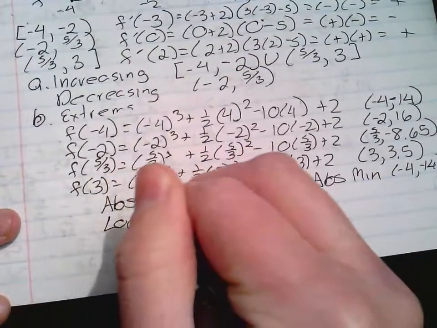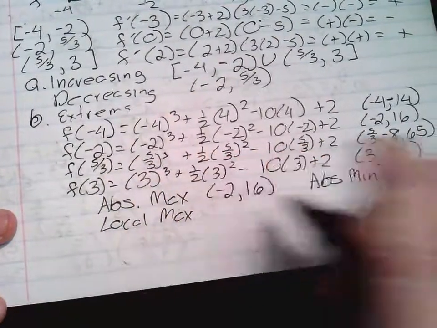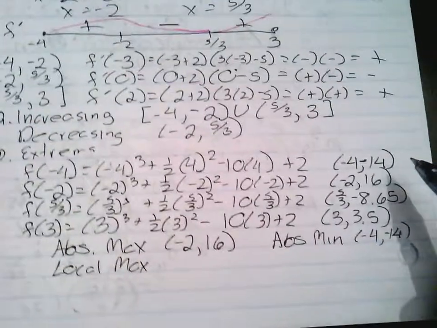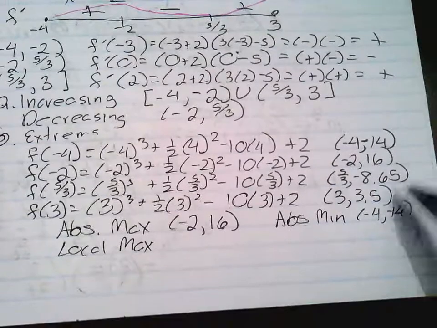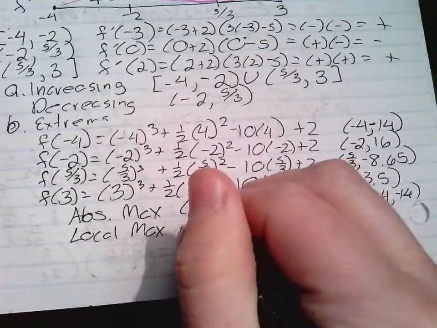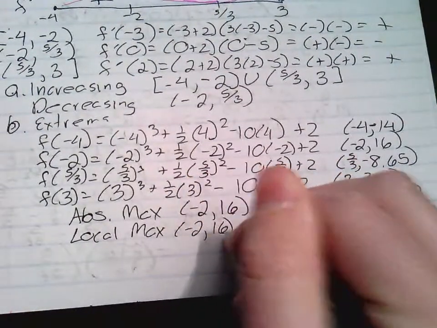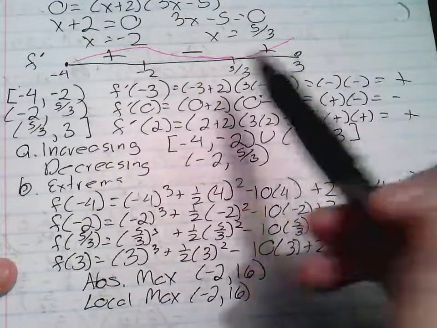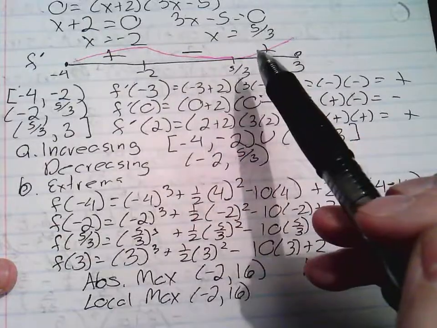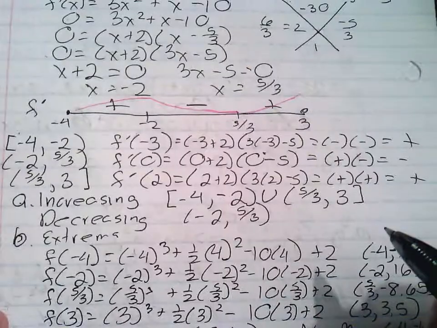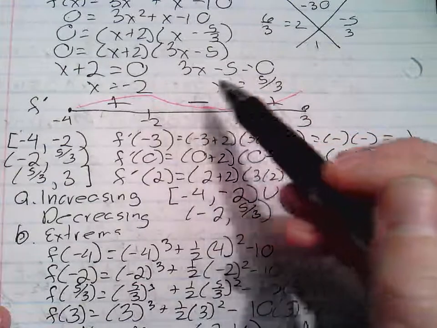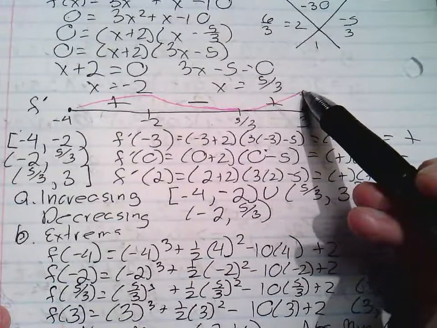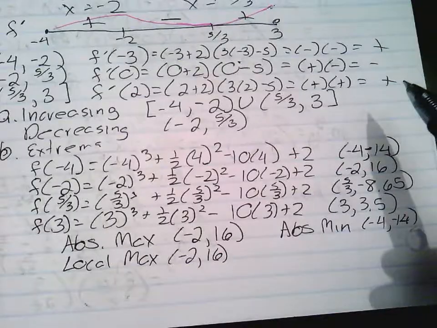Local max. Well, this is a max, so that can also be negative 2, 16. That's a max, so at negative 2. No, negative 2 and 3. So that's a max here because it's going from the endpoint, so it's going to be a max on there. So 3.5.